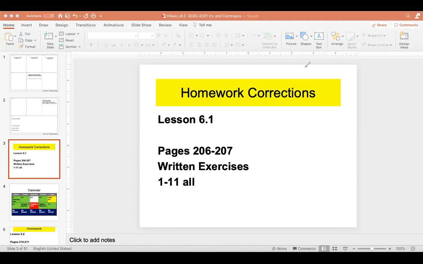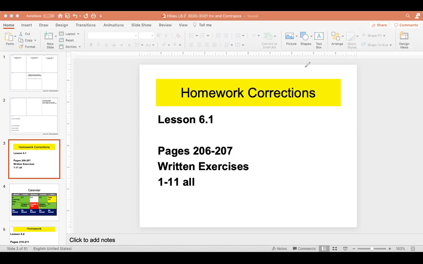Number 2: no, yes, yes, yes, no, no. Number 3: no, no, yes, yes. Number 4: yes, yes, no, no. That's way too many yeses and nos. Number 5: J is 2, K is 1, L is 4, and M is 3. Number 6, the reasons: given, CPCTC, segment addition postulate, property of inequality, and substitution.